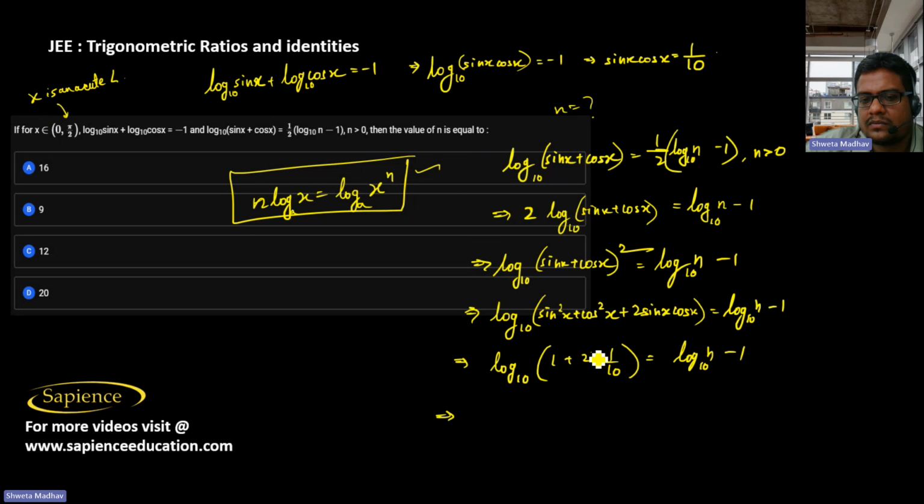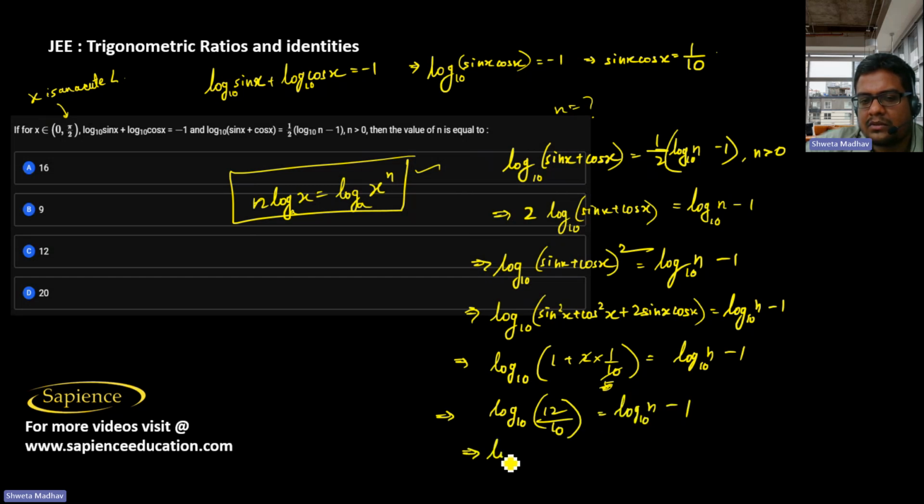So therefore 2 fives are 10, no, I can write it as 2 by 10 only. So it will be log base 10 of, if you take LCM, 12 by 10. So that is equal to log n base 10 minus 1.